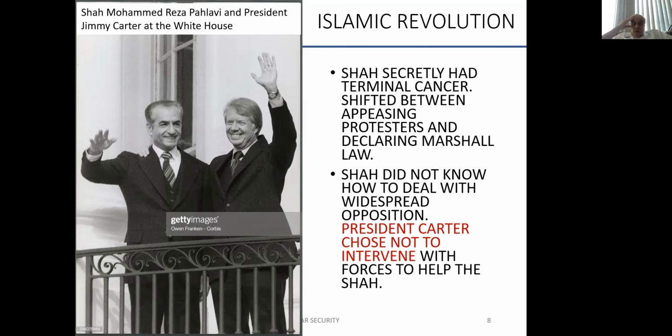This placed Carter in a very difficult position. Carter viewed the Shah as a key ally in containment of the Soviet Union in the Middle East. And Carter was torn between what to do about the Shah, and chose ultimately not to intervene and not to use American force, or to assist with Iranian forces in helping the Shah. It wasn't clear as things built up over 1978 what was going to be the result of this opposition, whether the Shah could put it down or not.